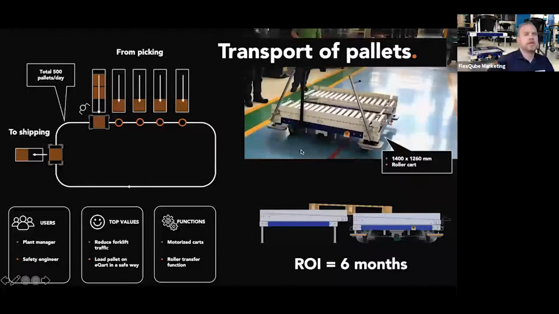This is another use case. We have a round loop and we pick up pallets from the picking area and then we bring them to the shipping area. So it's a round loop with 5 pick-up stations, and you have one station where you leave the pallet for the shipping. The main value here is to reduce the forklift traffic. So the eQart will do the move automatically, and it's equipped with rollers on top in order to fulfill a safe movement of the transfer.